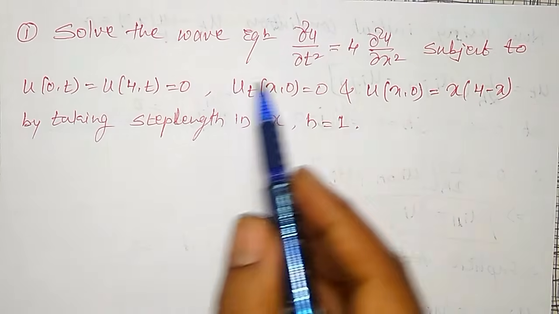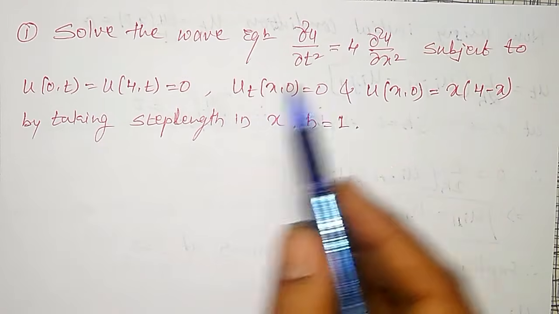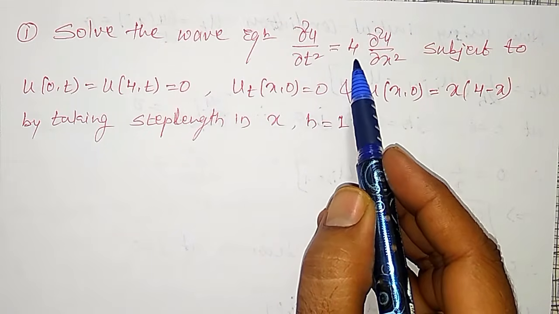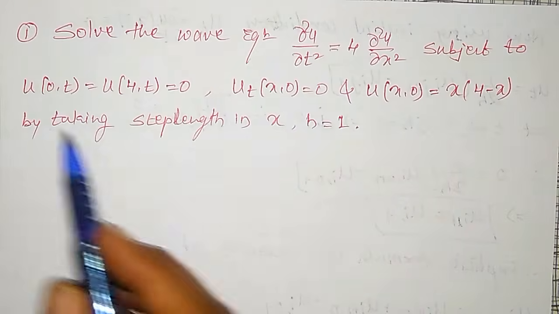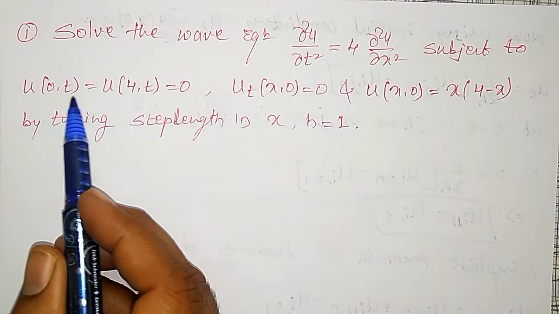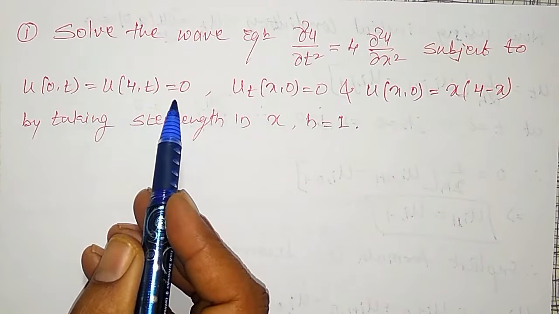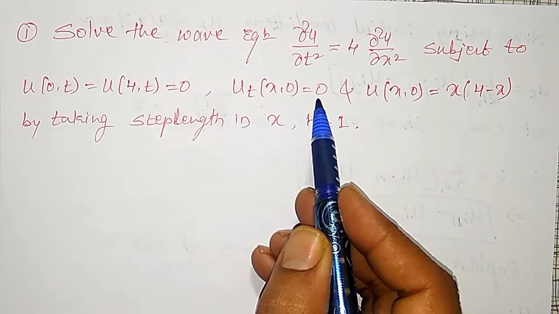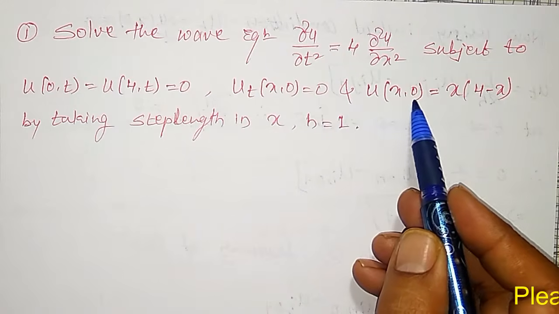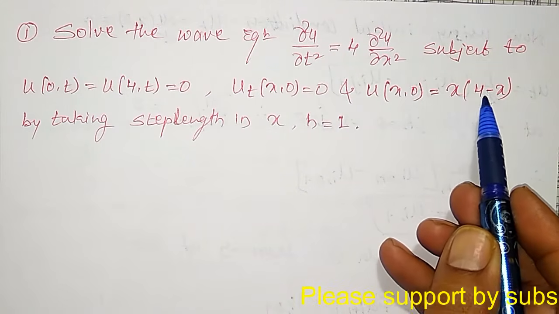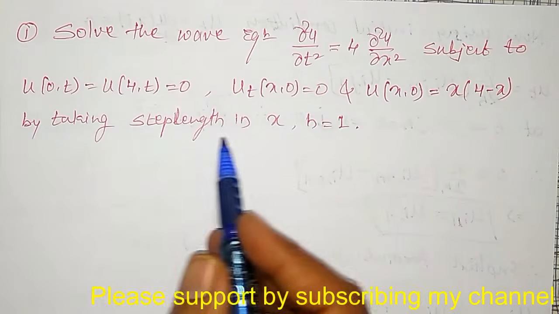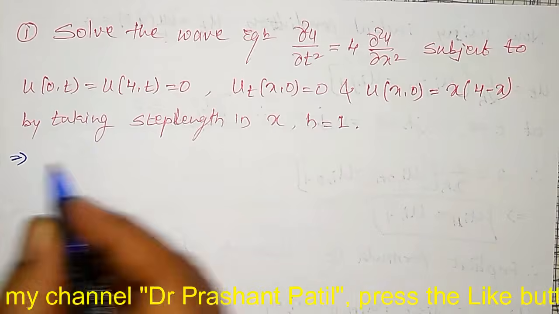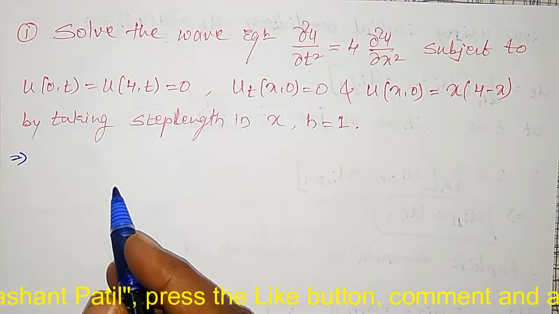Numerical solution of wave equation I am going to solve. That is, solve the wave equation ∂²u/∂t² = 4 ∂²u/∂x², subject to the conditions u(0,t) = u(4,t) = 0, and the partial derivative of u with respect to t at (x,0) equal to 0, and u(x,0) = x(4 − x), by taking the step length in x as h = 1. First of all, let me compare this one with the standard form of wave equation.